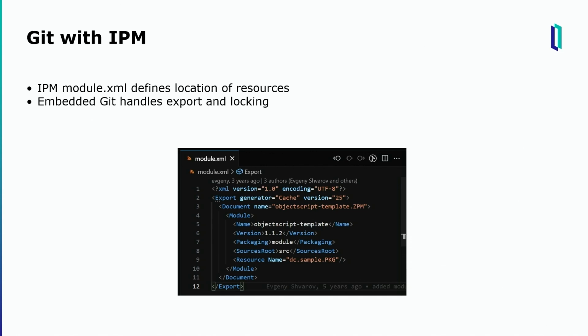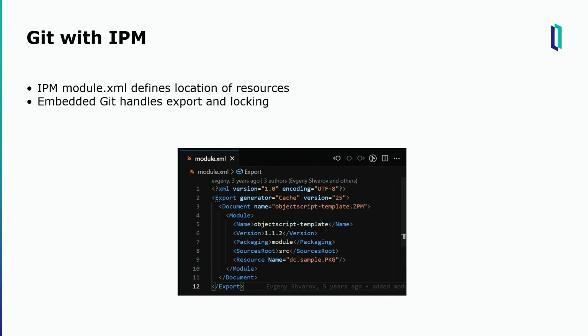All right, a little more about Git. Say you're using source control with Git, and you're using an IPM package. IPM might not mean much to some of you, and that's okay, you can just ignore this. But IPM is the InterSystems package manager, and it allows you to define all of the locations of the resources in your application, service, or solution using a file called module.xml. This is basically a manifest of all of the resources associated with your package. So it kind of looks like this. This is from the ObjectScript template ZPM package, which you can find on the InterSystems community GitHub.